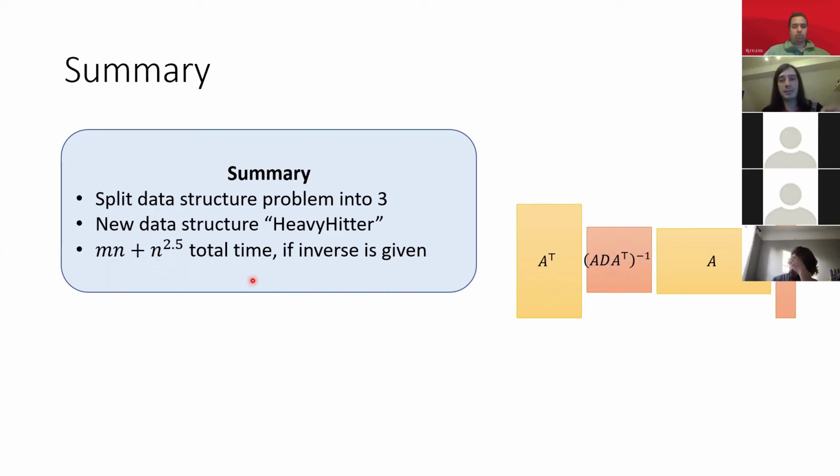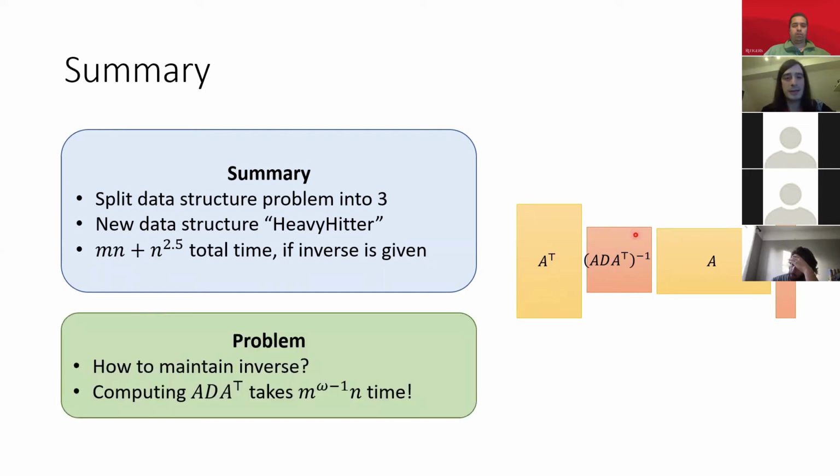But right, the assumption here is that this inverse is given to us. Right? I didn't talk about how to maintain this inverse. And that's a strong assumption. The issue is that even without inverting the matrix, right, just computing A D times A transpose, that already needs more than mn time. Even if you use fast matrix multiplication, it needs something like m to the omega minus 1 times n time, which is more than mn unless matrix multiplication happens to be quadratic time.